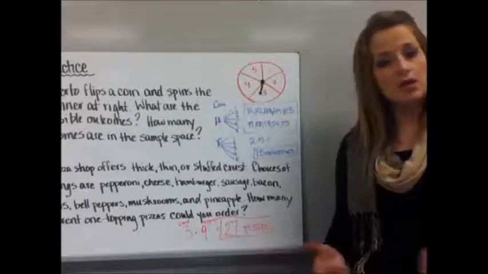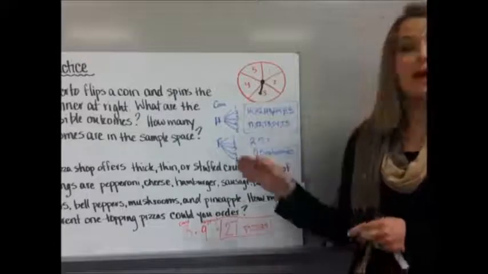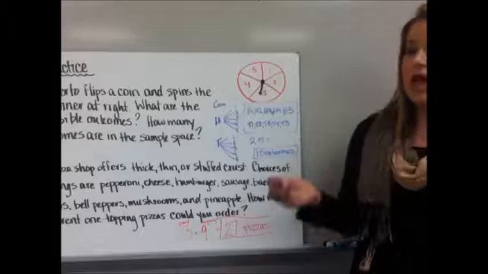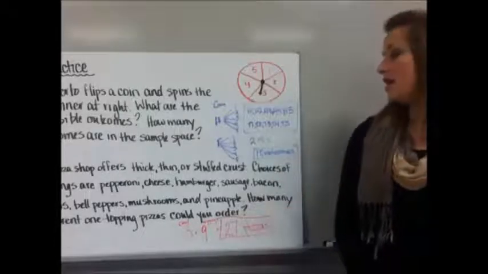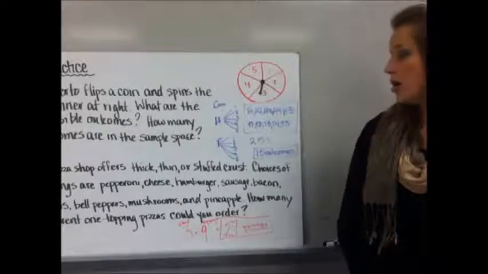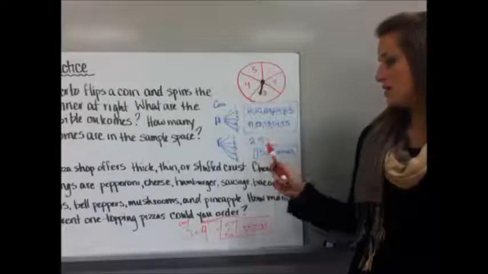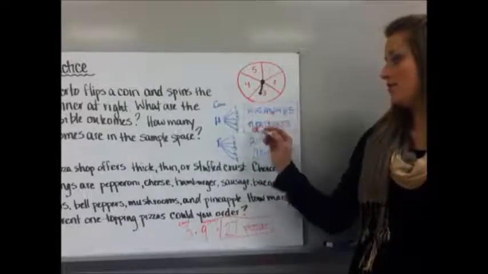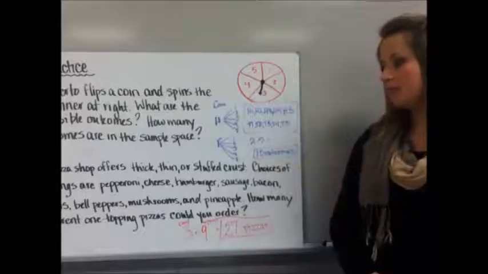Just like in the commutative property of multiplication, it doesn't matter if I listed the spinner or the coin first, because either way you're multiplying and you're going to come out with the same number of outcomes. So how many outcomes are there? 2 times 5 is 10. That's proven because I can count in my sample space: 1, 2, 3, 4, 5, 6, 7, 8, 9, 10.